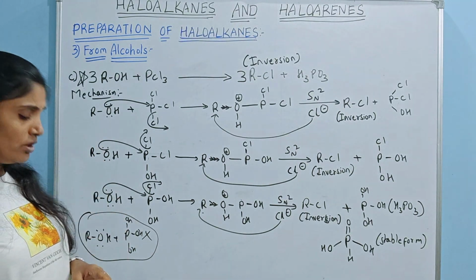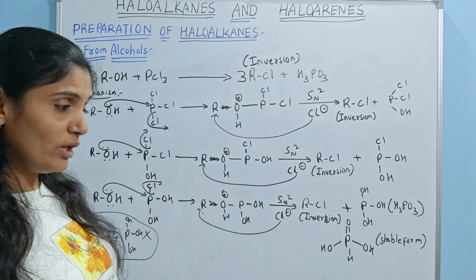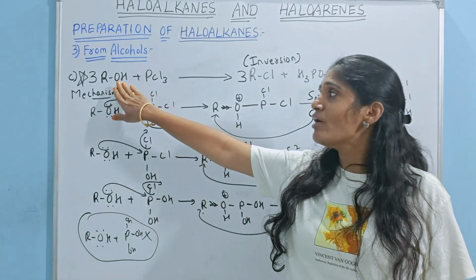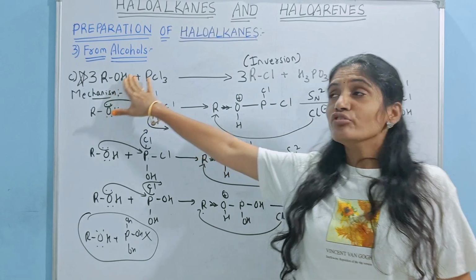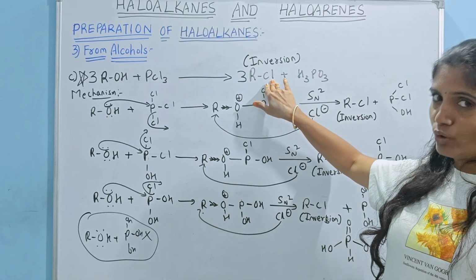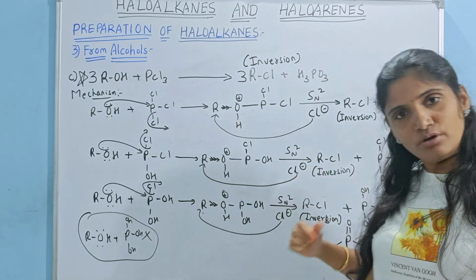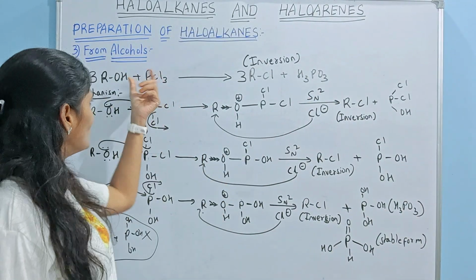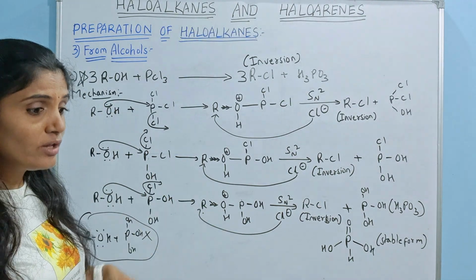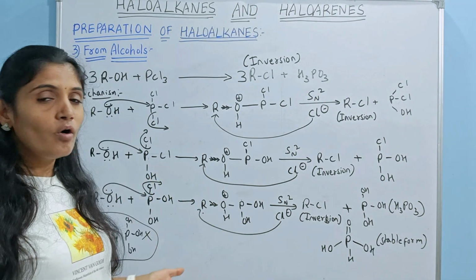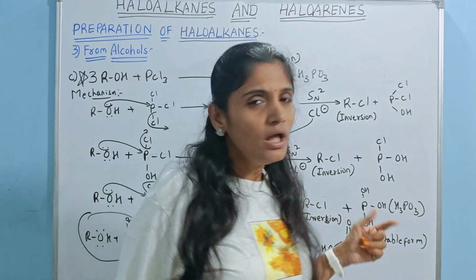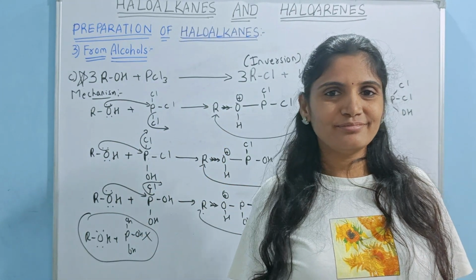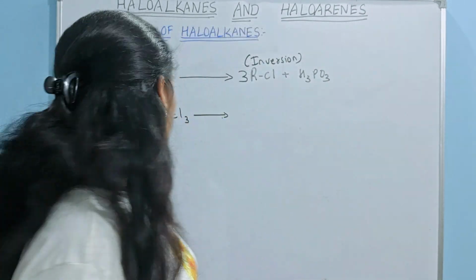The concept of retention or inversion you can only see when you have a chiral compound. So if you see a chiral alcohol in the exam, kindly write the inverted product of it. We'll see an example to understand the stereochemistry, and we will also see PCl3 we have used. Can we use PBr3, PI3? If we can, how can we use that? We will see now, along with the stereochemistry, by taking an example.